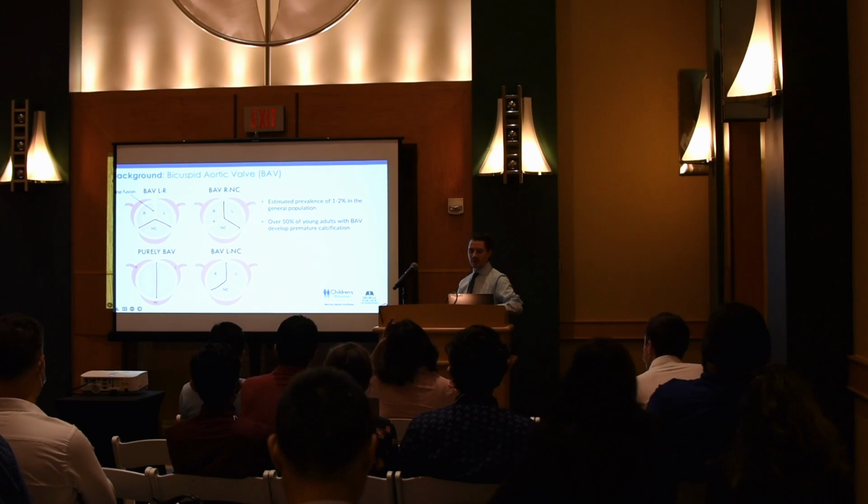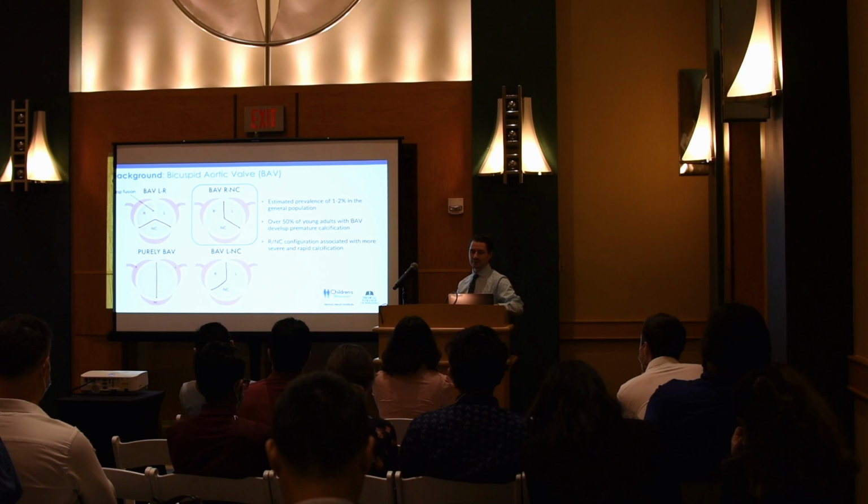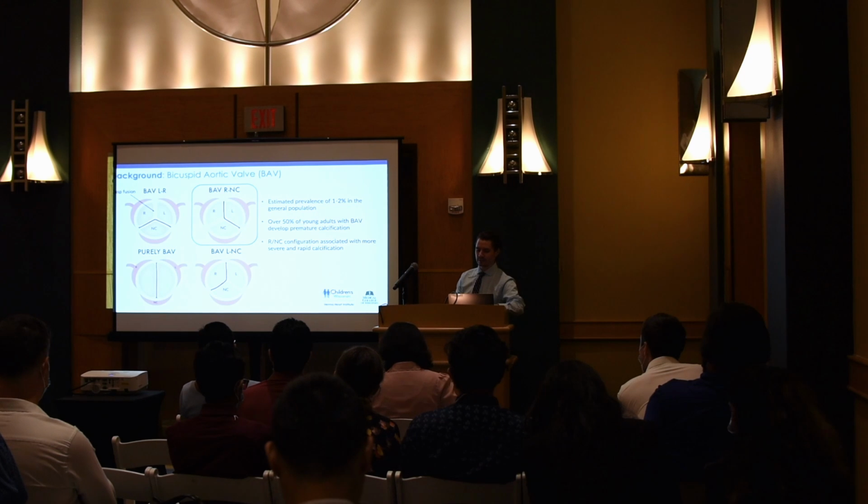And importantly, whereas calcification typically occurs in the tricuspid population at around age 65, over 50% of young adults with BAV will develop premature calcification at the age of 35. And it's more severe in the right non-coronary configuration. And while the cause of premature calcification of BAV is not known, we do think there's evidence to suggest that altered mechanical stress could be the key pathogenic contributor.